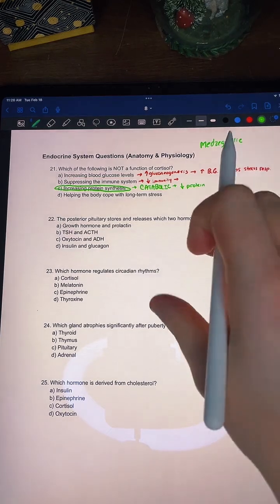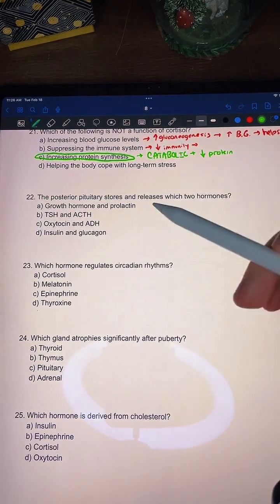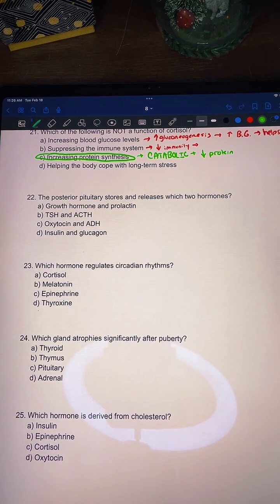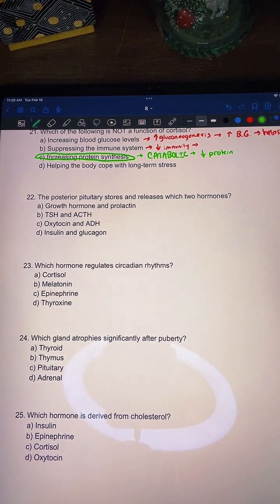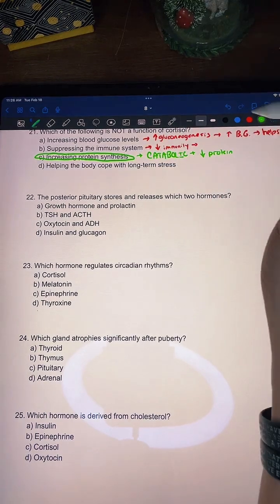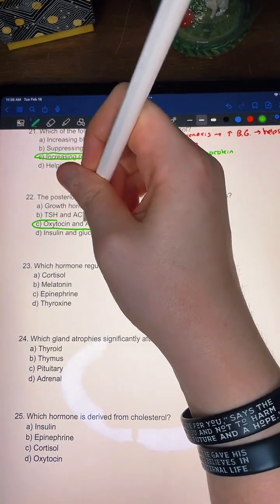Anyway, number 22. The posterior pituitary stores and releases which two hormones? We went over that earlier, so you guys should be able to get this one right. Number 22. Process of elimination. You should be able to get this one right from earlier. See, yes, you guys are correct.